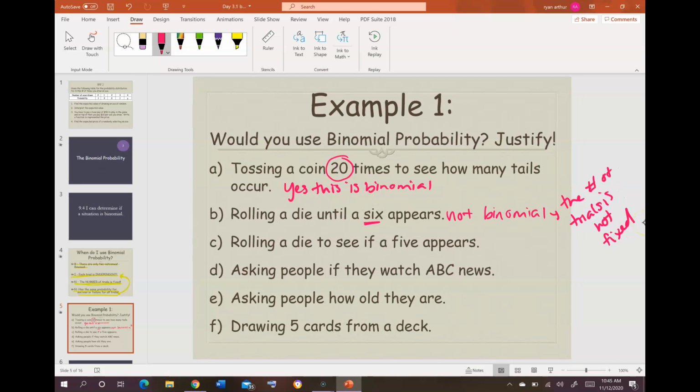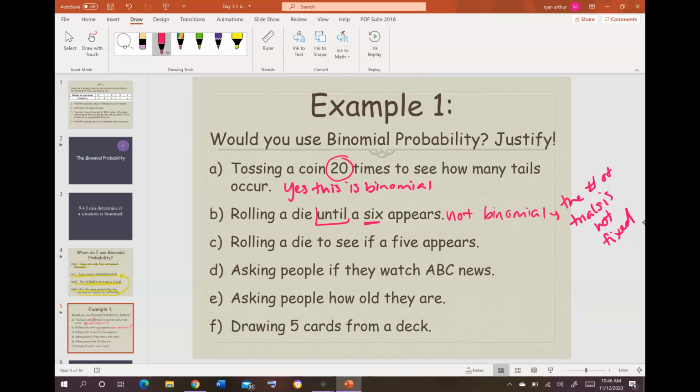All right, C, rolling a die to see if a 5 appears. Well, are there 2 outcomes? Yeah, I either want a 5 or I don't want a 5, right? So there's your 2 outcomes. Is it independent? Well, we've already stated rolling a die is independent. Now, this is where the last one messed up. Is the number of trials fixed? How many times am I rolling this die? It says I'm rolling a die just to see if I get a 5. So I'm only rolling the die once. So yeah, it is fixed, okay?